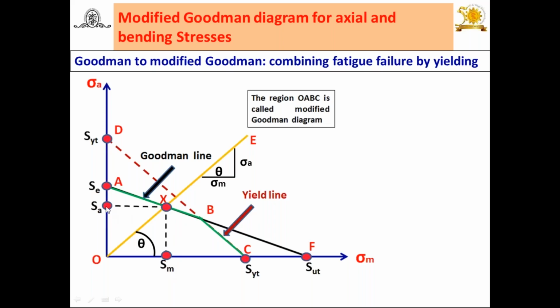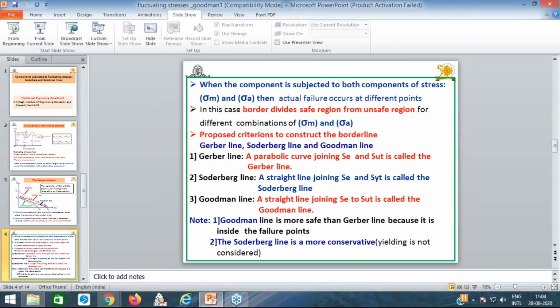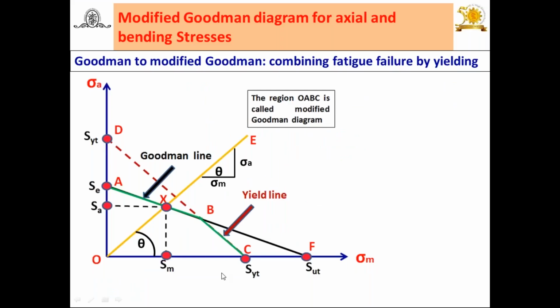Because this is the Goodman line, consider sigma m, which means Sm, upon Sut, and here Sa, that means sigma a, upon Syt. So Sa upon Syt plus Sm by Sut is equal to 1. This is the equation for this X point, as the point lies on this Goodman line. In this way you will get one equation. The second equation is tan theta is equal to sigma a by sigma m. By solving these two equations, you can easily find out Sm and Sa.